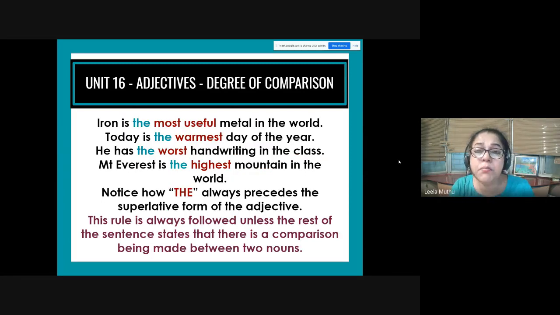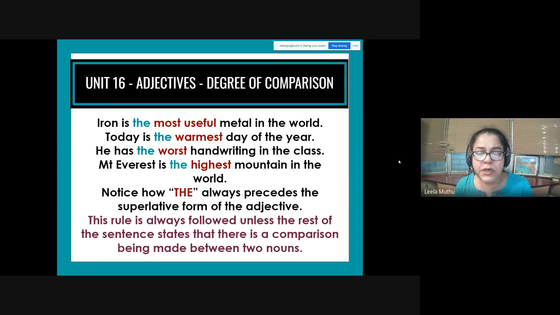Iron is the most useful metal in the world. The most useful metal in the world, meaning out of all the metals in the world, iron is the most useful. Today is the warmest day of the year, which means among all the days of the year, today is the warmest day of the year.